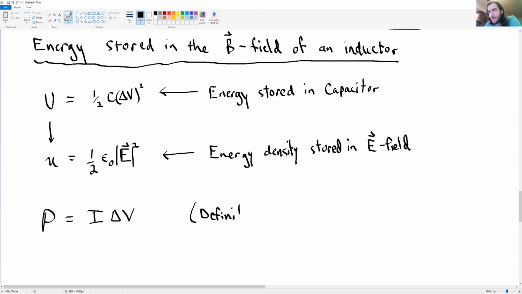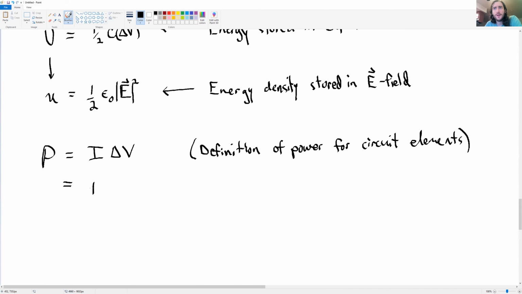So definition of power for circuit elements, but it's a little bit more general than that. And what we're going to do is replace delta V with what we've now understood as electromotive force, right? A lot of these things are induced electromotive forces that we're dealing with here. So we're going to replace delta V with the EMF E, and then we're going to use Faraday's law.